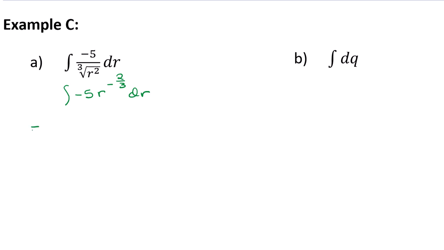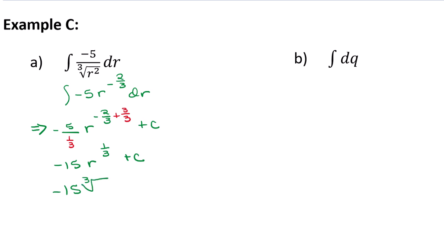So now let's work on it. So we're going to drop the integration sign, and we're going to add 1 to the -2/3, and then divide the -5 by that new exponent of 1/3. I'm going to go ahead and put my plus c because I always forget it. And that's going to give me a -15 r to the 1/3 plus c, which is the same thing as -15 cubed root of r plus c.